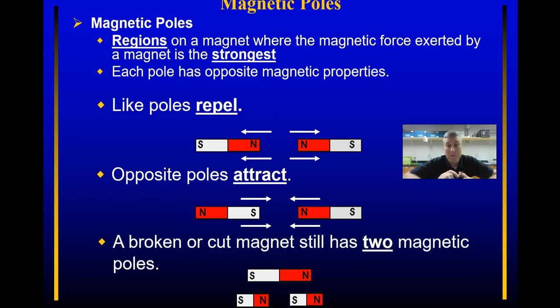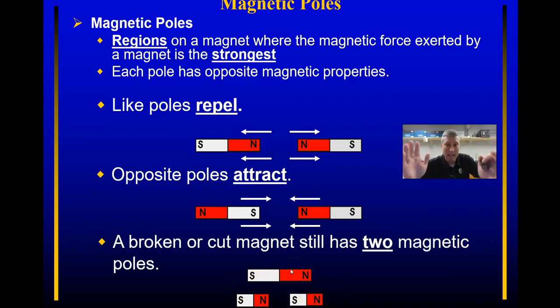Now, something that you probably didn't know is that if you were to take a magnet that has a north pole and a south pole, such as this magnet here, and break it in half, what you would actually do is kind of like when you cut a worm in half, and then the worm grows its tail back. It becomes two separate magnets.